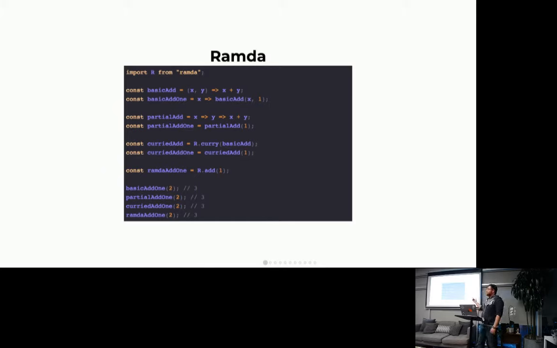Ramda has a curry function that does that magic for you. You call it on a function that takes 2 parameters and it turns it into something you can call one at a time. Or you could just use Ramda's add, which is already part of the library and already curried by default. So just calling add 1, again, gives you a function that, when called, will add 1 to whatever number it's called with. So you can see that however you call these things, they work the same.